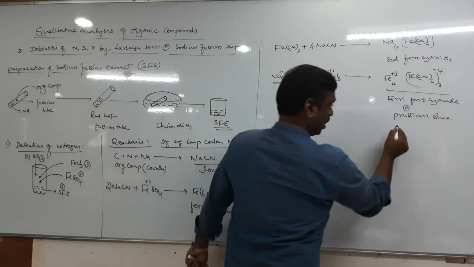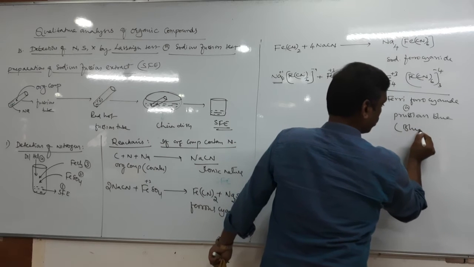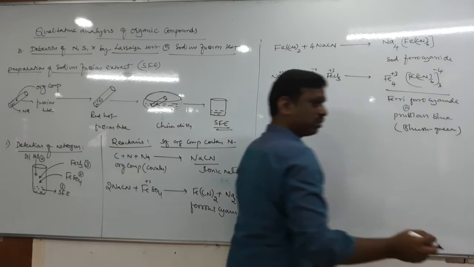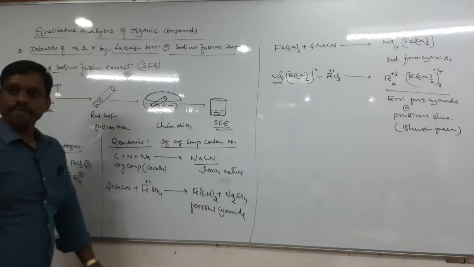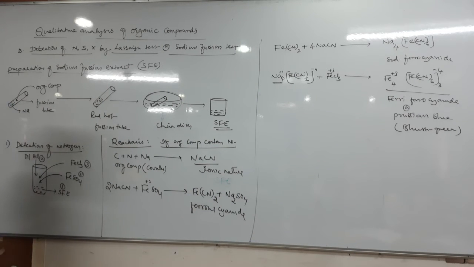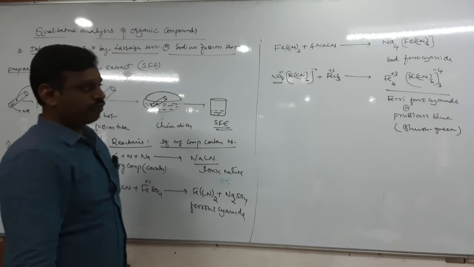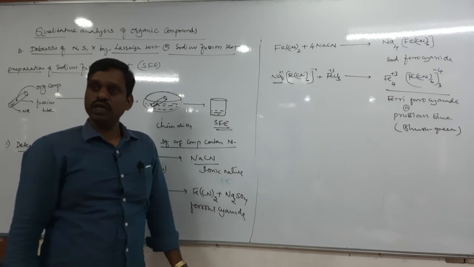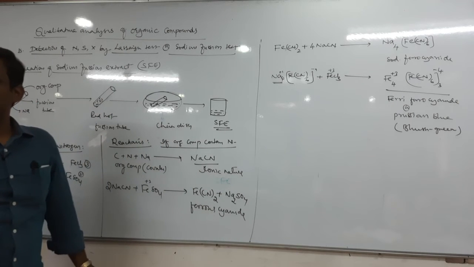Prussian blue is actually a bluish green color substance. So the appearance of Prussian blue indicates or confirms the presence of nitrogen.